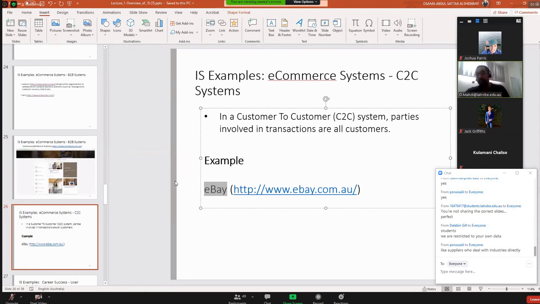So I'm just a customer. You are a customer by yourself. We are not dealing with organizations. We are not dealing with any businesses. So it's customer to customer. The same thing goes, for example, with Gumtree. Gumtree is customer to customer.